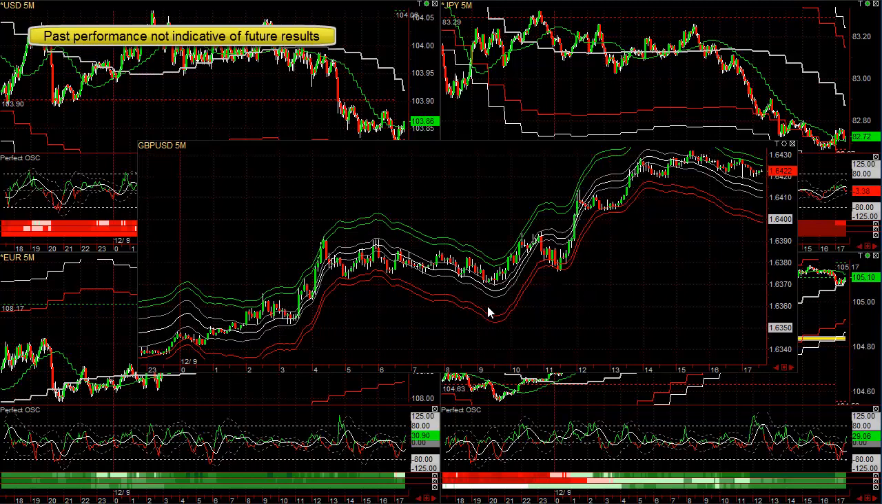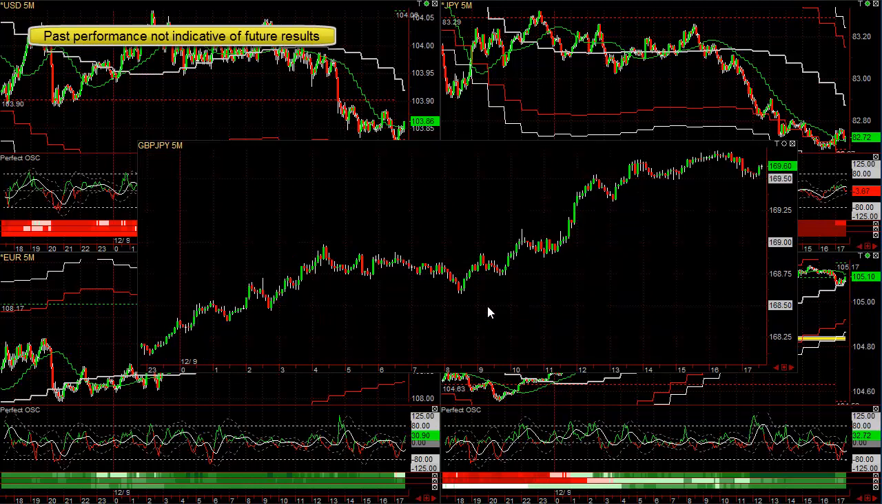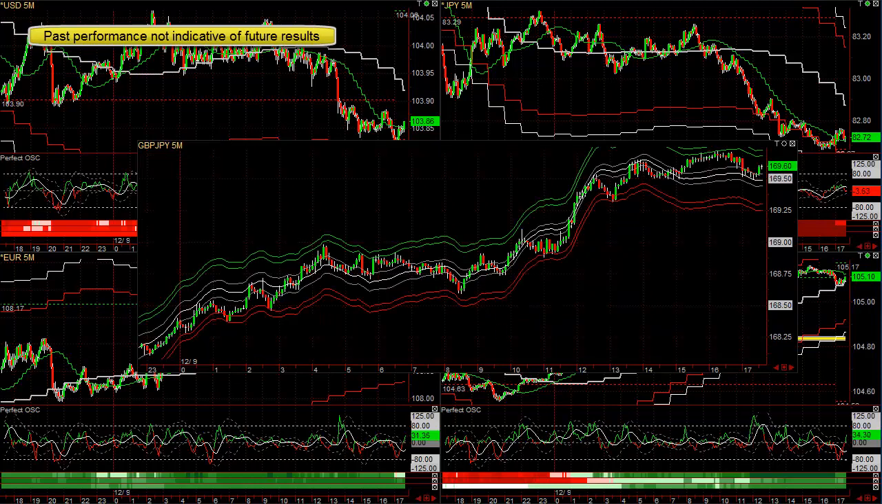Now, the yen being weak, we would also be looking to buy the pound yen at the lower bands. Small win, small win. And if it comes close to a band, you can certainly consider buying there. Huge win, small win. So excellent timing tool. And let's take a look at the euro to yen.